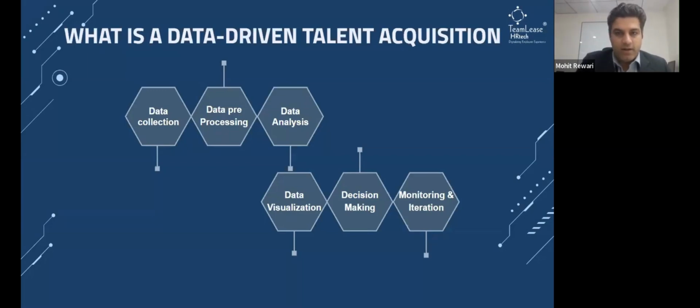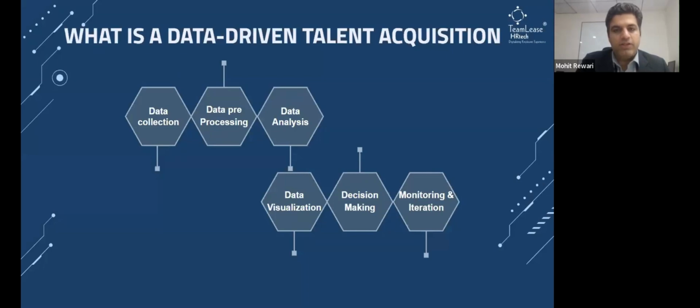The first part is data collection, where we talk about gathering relevant data from all the sources, which can be databases, surveys, sensors, or online platforms. The next part is data pre-processing. Before we start analyzing any data, we need to pre-process it, and that basically means cleaning it, organizing it, or transforming it into data which is compatible for analysis. It ensures the quality and the sanity of the data.